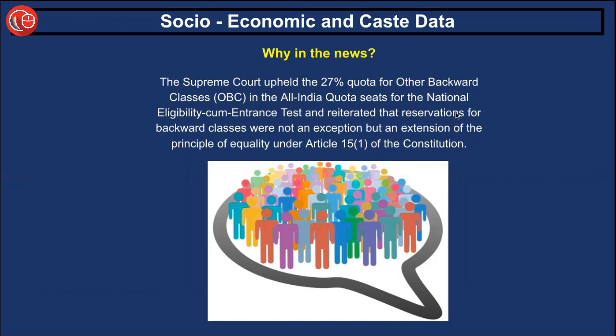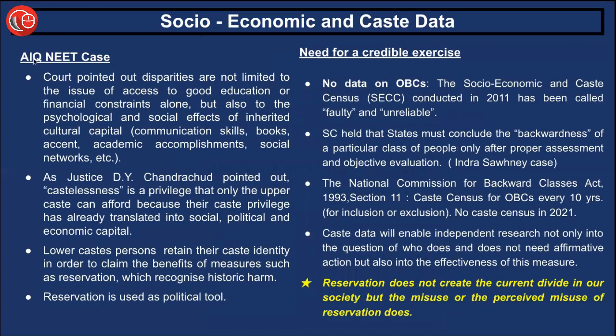It also reiterated that reservations for the backward classes are not really an exception. Rather, they are an extension of the principle of equality under Article 15, Clause 1 of the Constitution. Now, Article 15, Clause 1 of the Constitution talks about no discrimination on the grounds of religion, race, caste, sex, or place of birth. So when the government makes different provisions for people from the backward classes, or those who have suffered caste issues, that is not any kind of discrimination. Rather, it is a reasonable classification. That is where the Supreme Court has said that this system of reservation is not really an exception. Rather, it gives the true meaning to Article 15, Clause 1, which is a fundamental right, and is an extension of the principle of equality under Article 15 of the Indian Constitution. So let's see what the All India quota NEET case actually is.